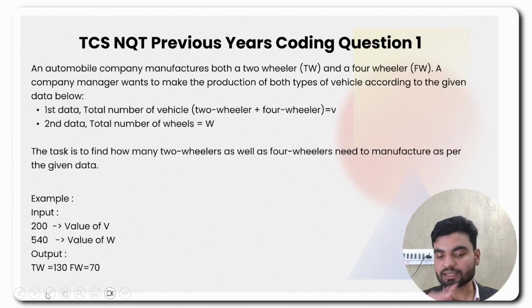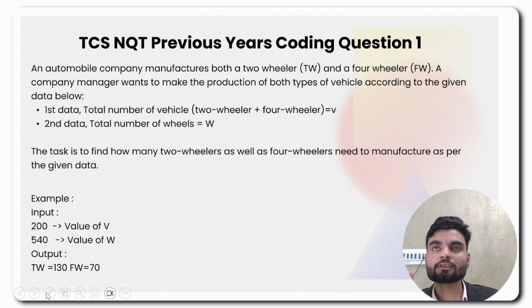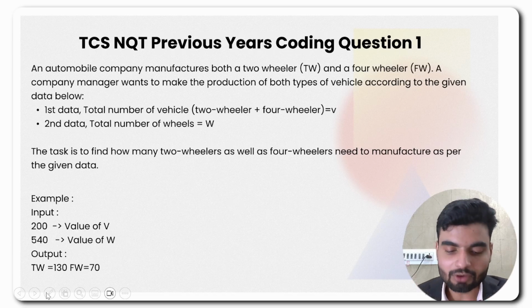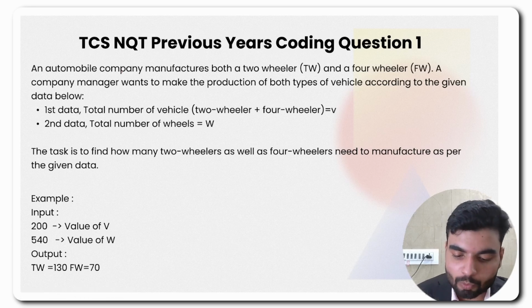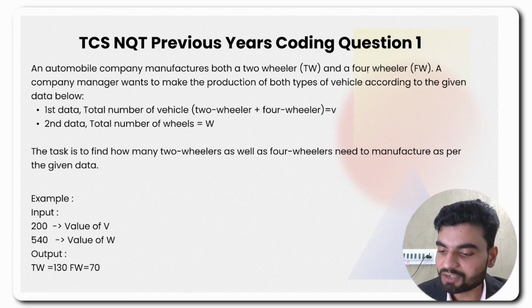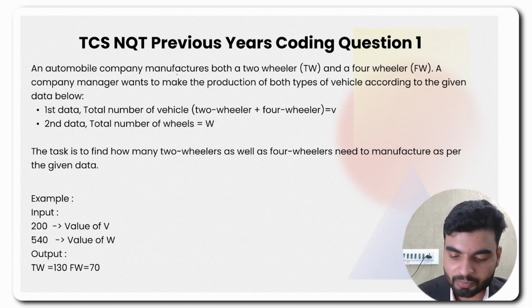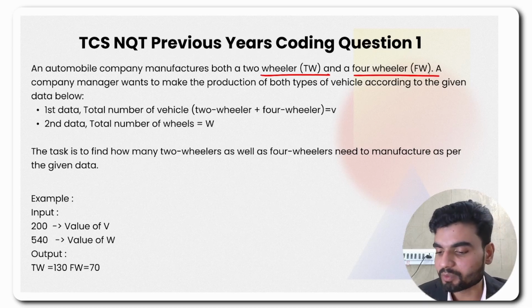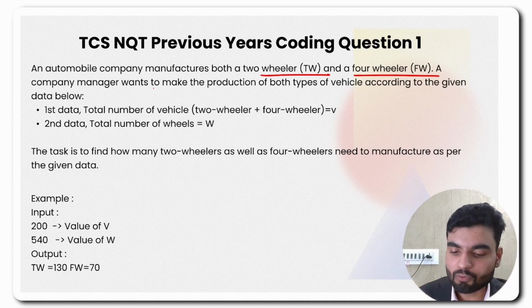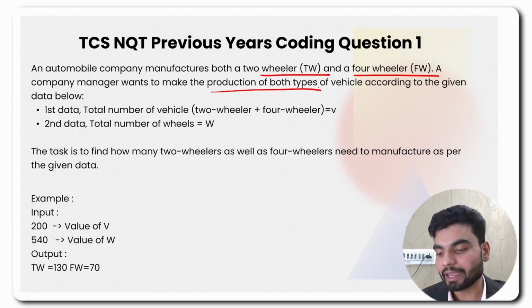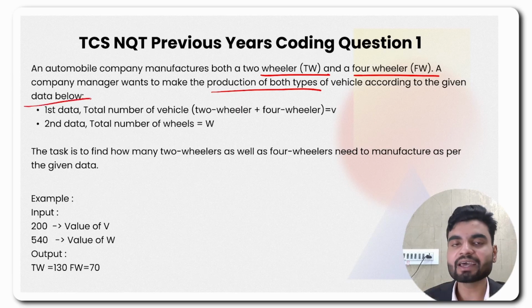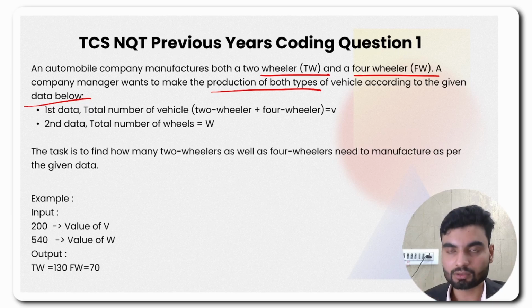Now here there is one very simple question. TCS asks detailed questions where people need to understand the problem first, then figure out the solution. So now let's read the problem. An automobile company manufactures both a two-wheeler and a four-wheeler. Which means there's an automobile company which manufactures two things, two-wheelers and four-wheelers. Now, the company manager wants to calculate the production of both types of vehicles according to the data given below.